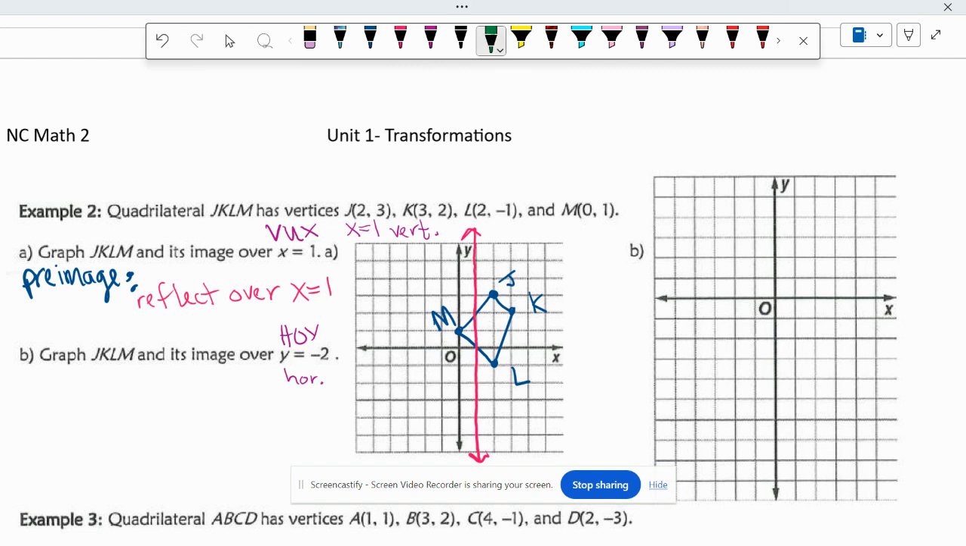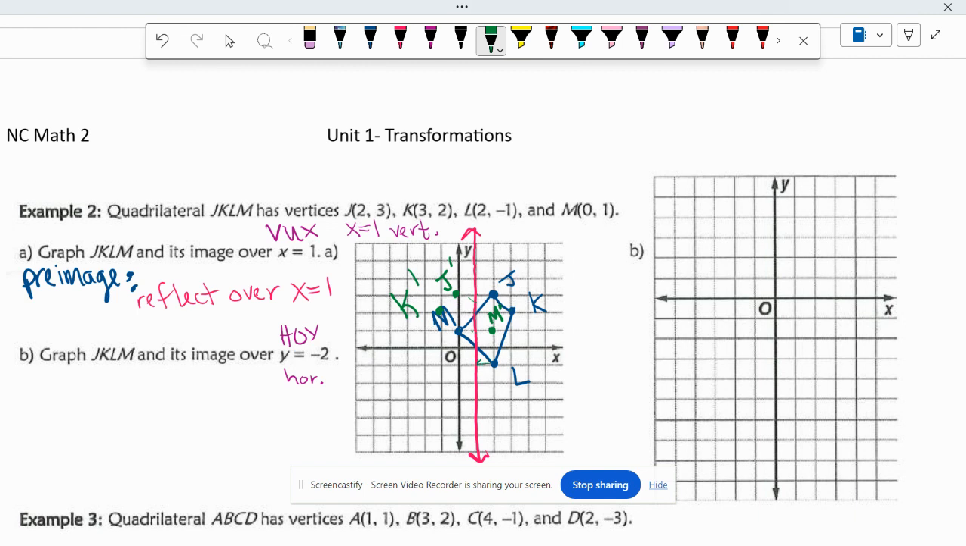So point M is 1 unit away from the line of reflection on the left side. So I'm going to move it 1 unit away on the right side. This is now point M prime. Point J is 1 unit away on the right side, so I'm going to reflect it to the left 1 unit away. That's J prime. K is 2 units away on the right, so I'm going to go 2 units away on the left. And this is now point K prime.